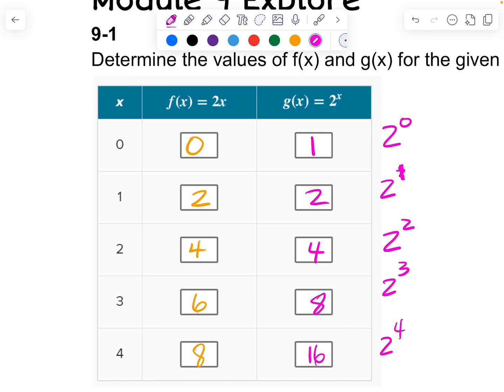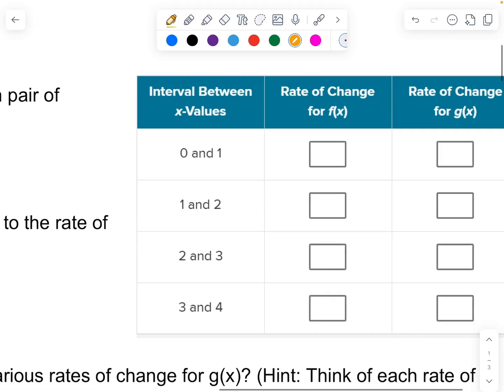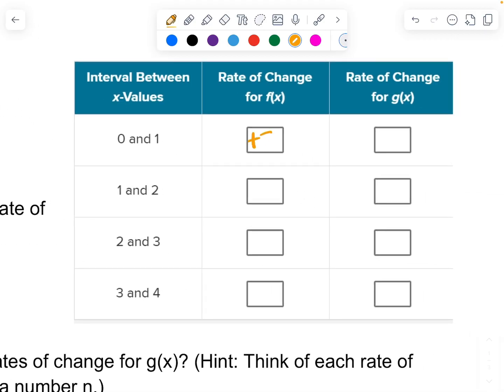Now the next thing I want to look at is the rate of change. So how much does this go up by? It went up by 2. It goes up by adding 2 each time. Each time we do this, we're going to add by 2. So the rate of change, I've added by 2.